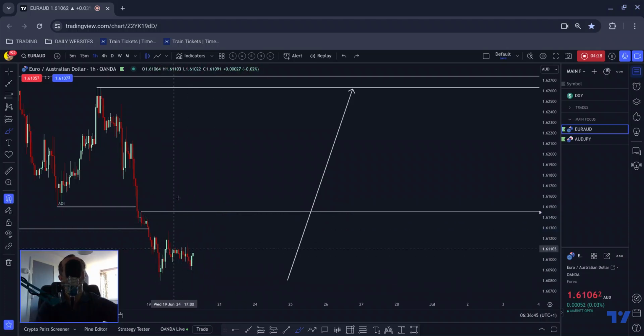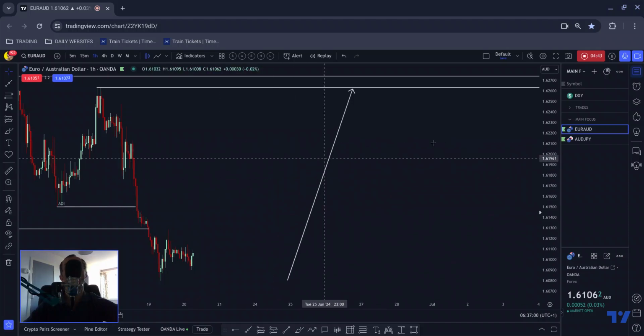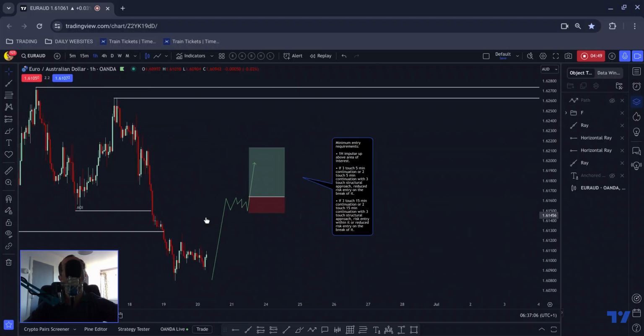So where does this potential sell idea become invalidated? It becomes invalidated once we break above here. If we correct afterwards, that's the market saying, look, we're not building volume to push lower. This is the confirmation you need to move to the upside. So what I'll be looking for in this instance would be a break above here, a break above this area of inflection, followed by a two-touch continuation with a three-touch structural approach as a minimum.